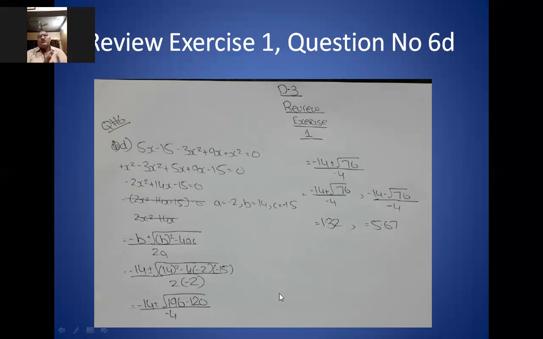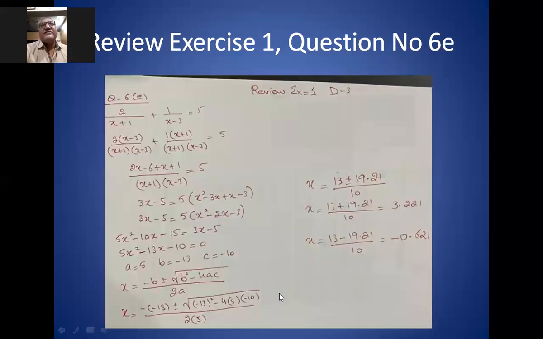So now you have two situations. In one situation, in your calculator, you will enter minus 14 plus under root 76 equals to, divided by minus 4 equals to, and that will give you 1.32. And the other point is minus 14 minus under root 76 equals to, divided by minus 4 equals to, and that will give you 5.67. So that was the question number 6, and its D part. Hopefully you have understood this.